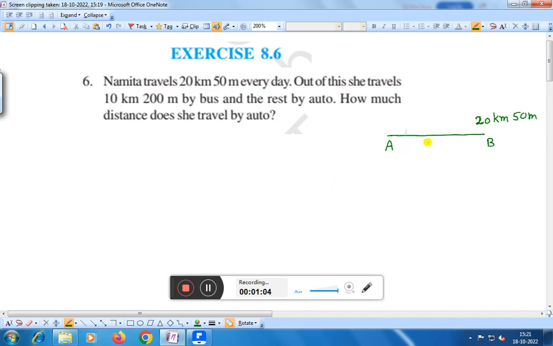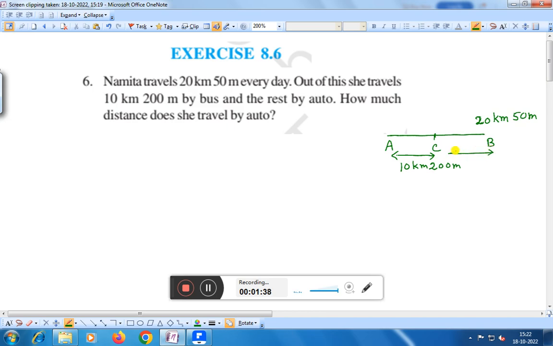Suppose take another point C. Out of this she travels 10 kilometer 200 meter by bus. Here A to C, the distance between A to C, is 10 kilometer and 200 meter. And the rest by auto, right? How much distance does she travel by auto? You have to find this distance CB.